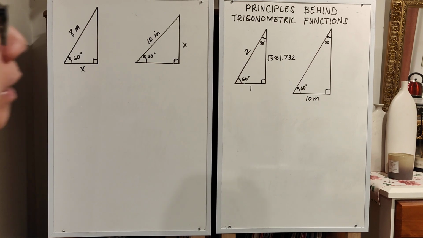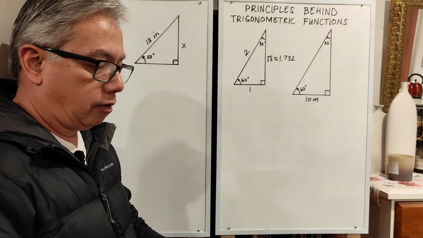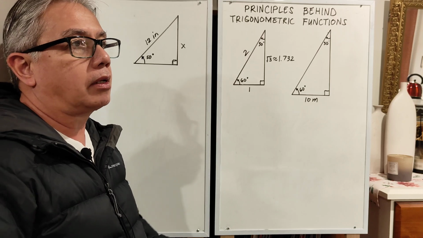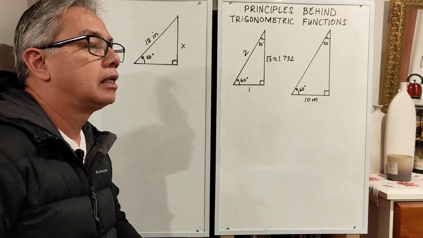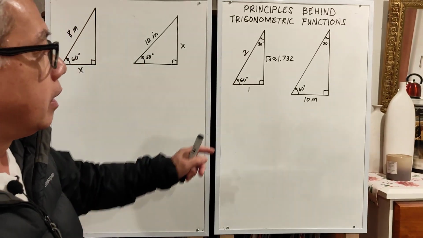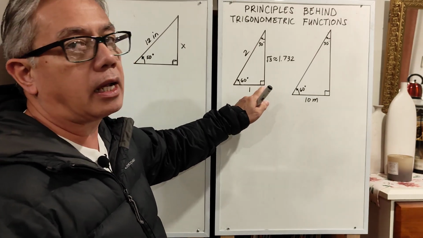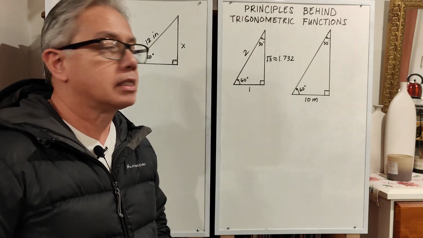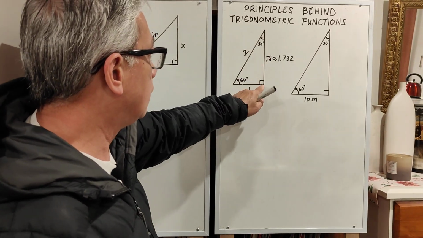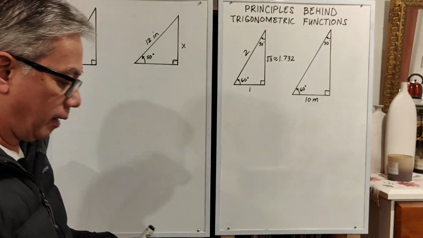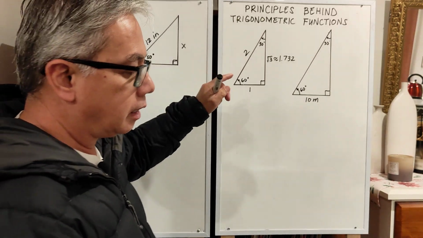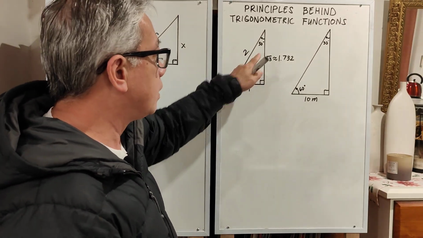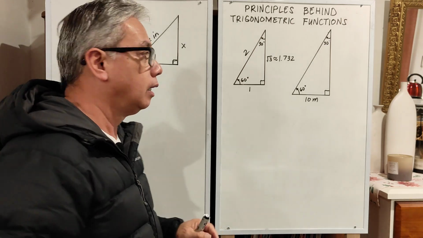Principles behind trigonometric functions. First, we shall discuss the right triangle. A right triangle is a triangle where one of the internal angles is 90 degrees. So this is an example of a right triangle. This is 90 degrees. For right triangles, the ratio of the sides are always equal.